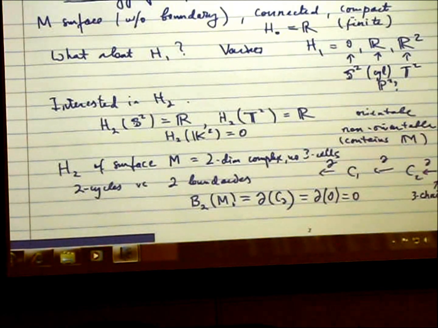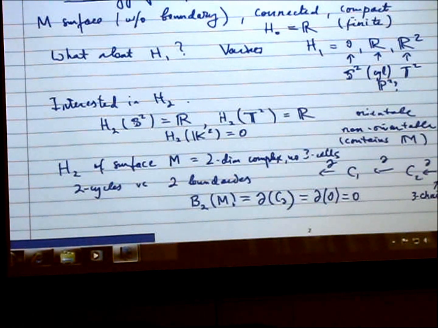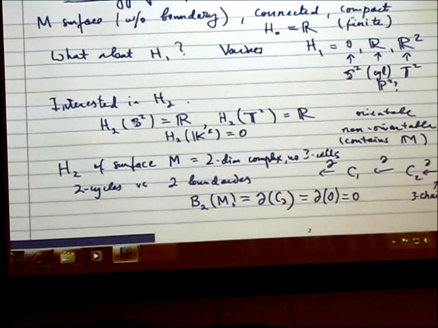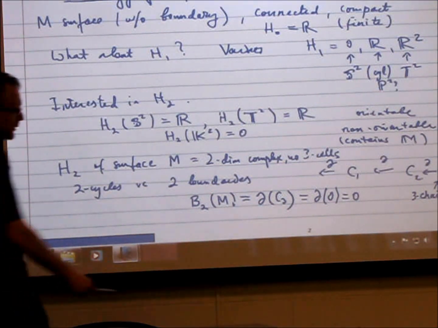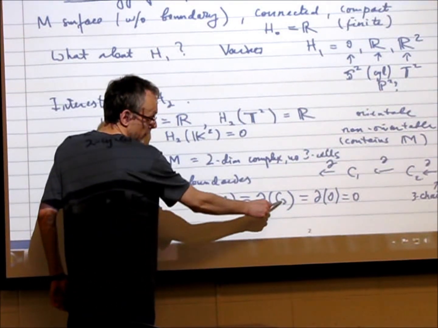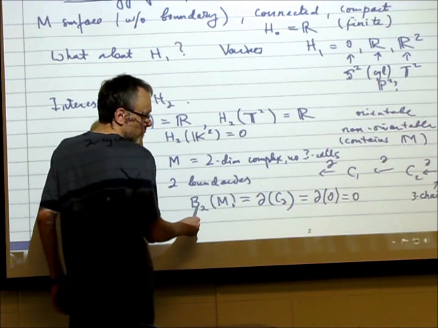When we talk about two boundaries, the number refers to the dimension of the chain, not where it comes from. So two boundaries are boundaries of three chains. So a two boundary is a boundary of a three chain.